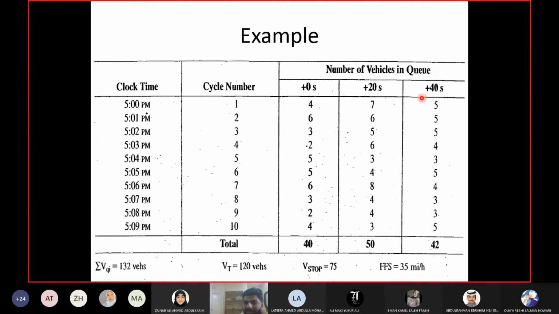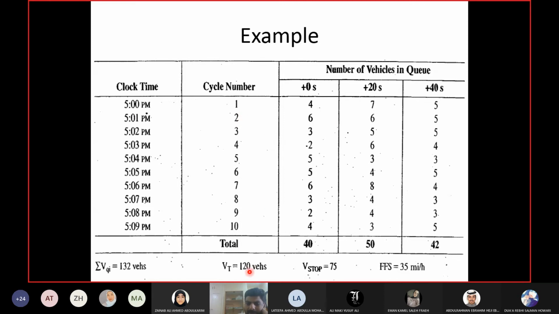So one cycle is how many seconds? 60. One cycle is 60 seconds. In each cycle you have 3 readings, and each reading is after 20 seconds. So after 60 seconds you have the second cycle, and the time is 5:01. You have 3 more readings, and so on.